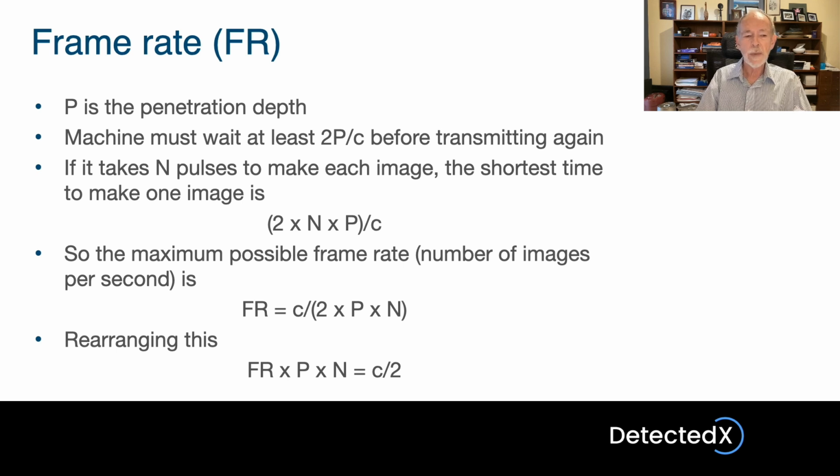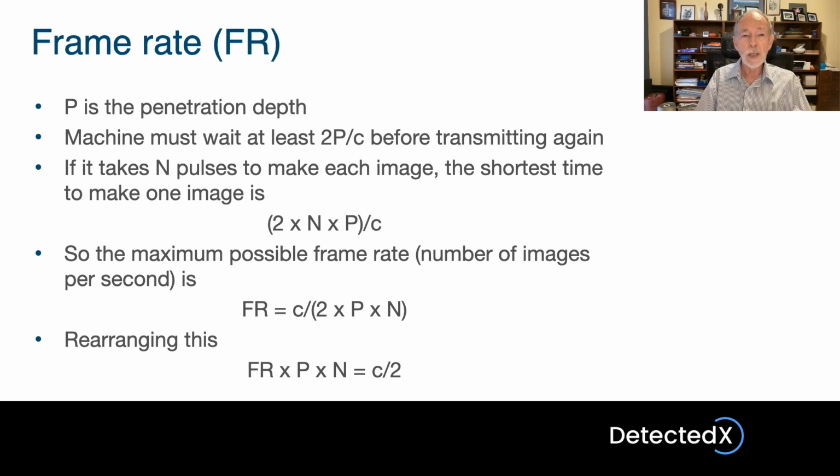It's common to rearrange this equation to write it in the form I'm showing at the bottom, which is that the frame rate multiplied by the penetration depth multiplied by the number of pulses per image is equal to C over 2. So what we have is that this product of 3 different machine parameters is constrained to be equal to the propagation speed divided by 2, which is of course a fixed amount.